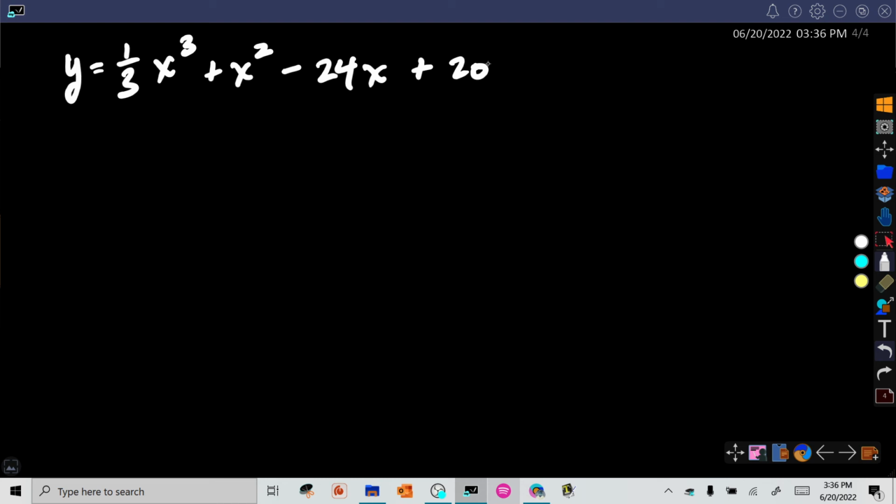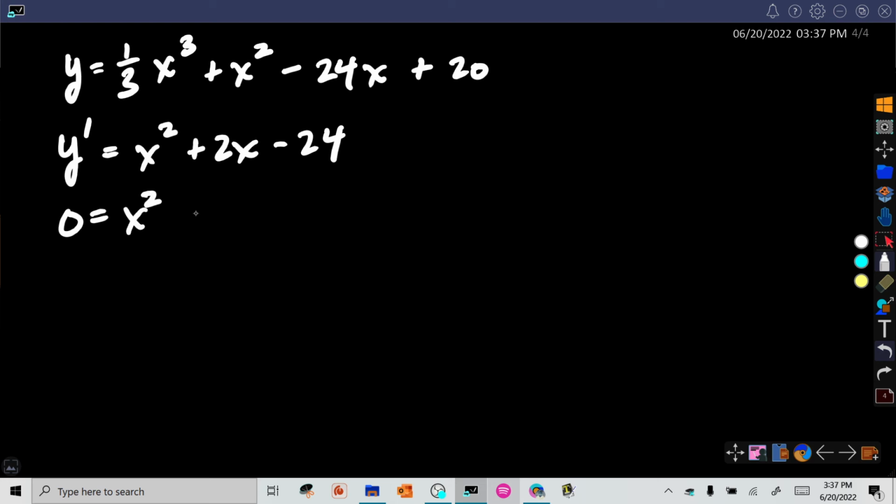So let's find the derivative of this. And the derivative, you've been looking at it long enough now, so hopefully you know what this is. This should just be x squared plus 2x minus 24. To find the critical values, we set this equal to 0. X squared plus 2x minus 24. And then we solve. This, though, we can factor.